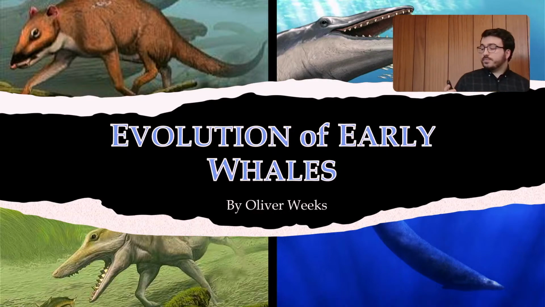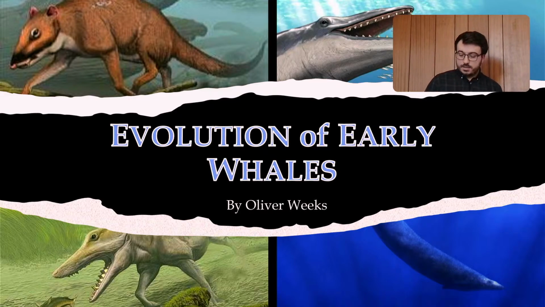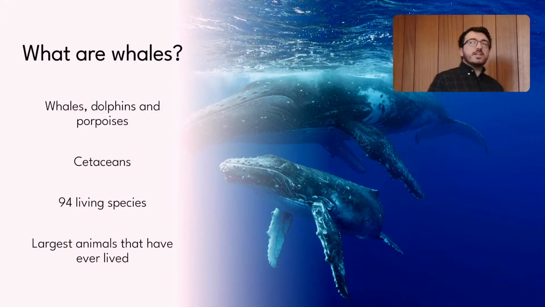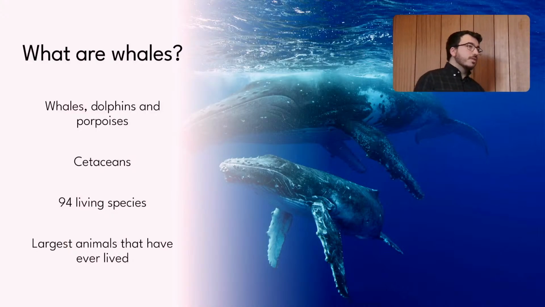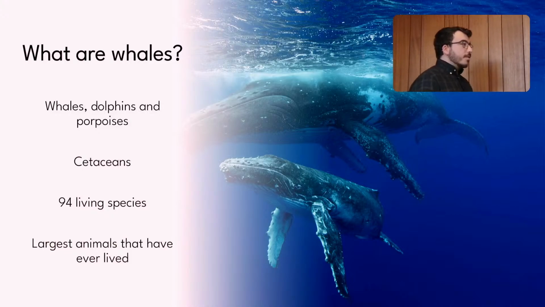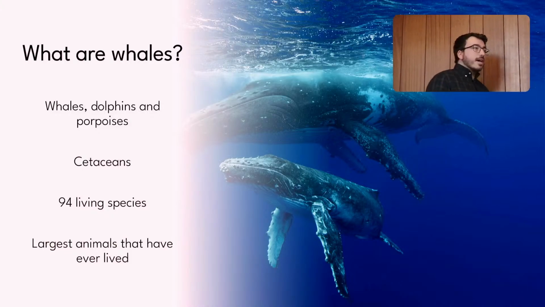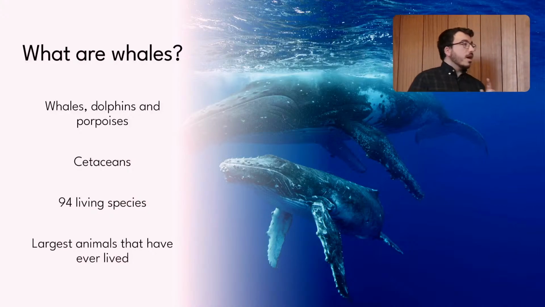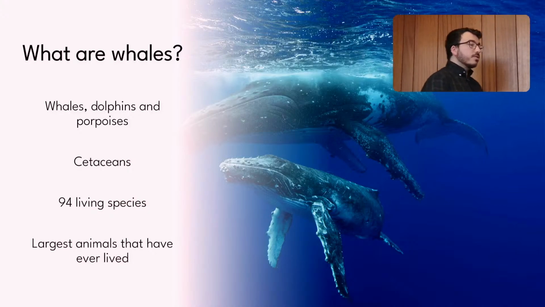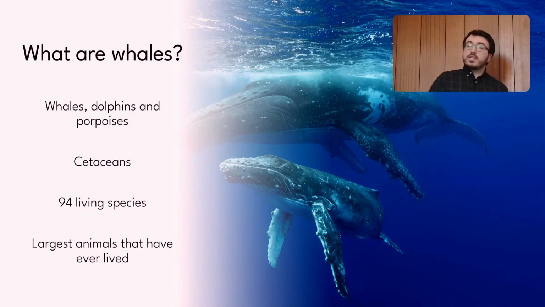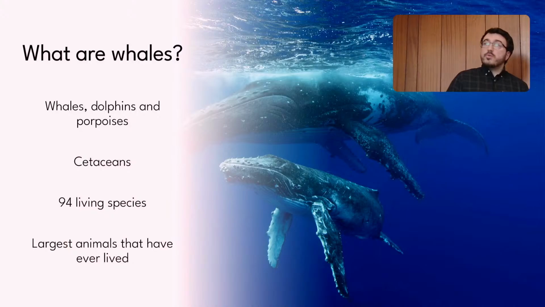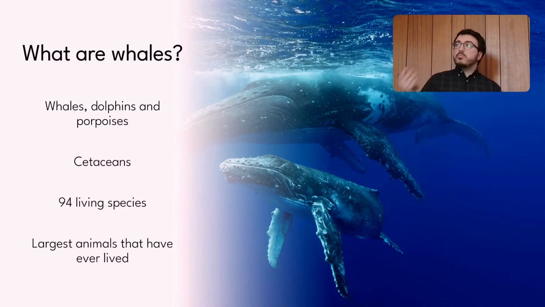So first of all, let's have a look at what are whales? So defining terms a little bit. When I say whales in this lecture, I'm going to be talking about anything that has the name whale. So like blue whales, sperm whales, grey whales, killer whales, things like that, even though killer whales are technically dolphins. But I'm also including dolphins and porpoises in this.